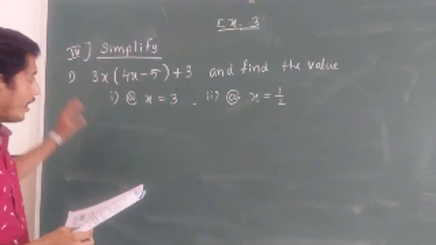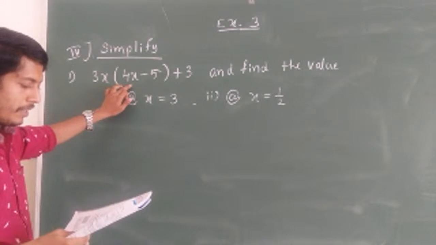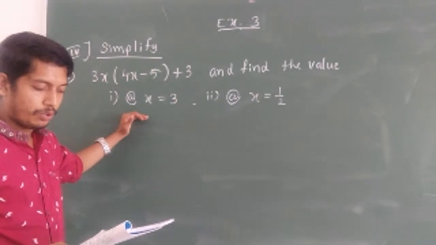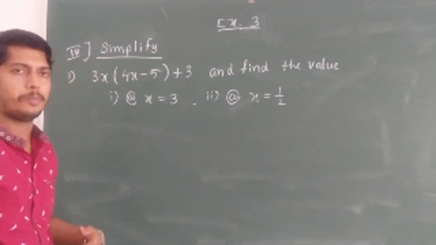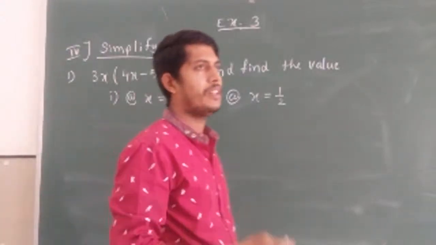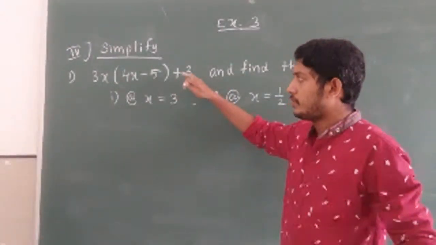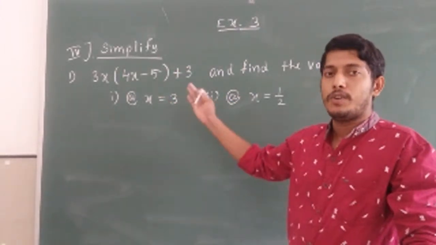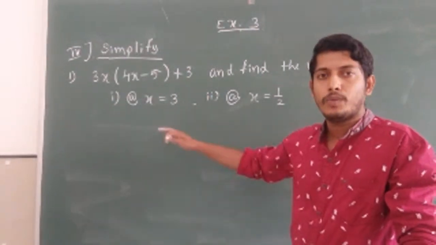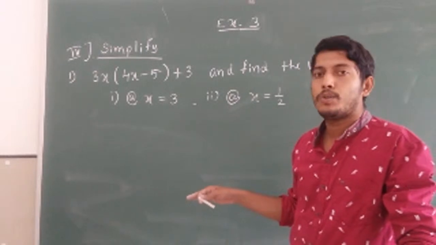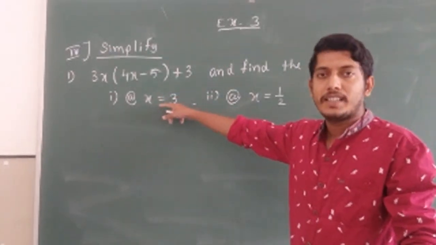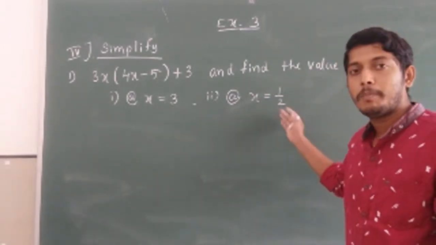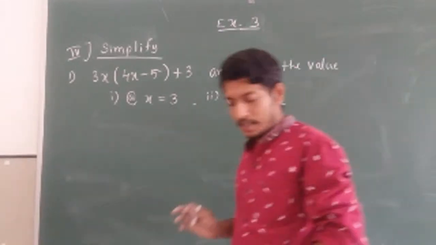The problem is we have to simplify 3x into 4x minus 5 plus 3 and find the value at x equals to 3 and at x equals to 1 by 2. That means first we have to multiply the terms. The variable is x here. First we multiply the sign, then the constant term, then the variable term, and find one final expression. After that we put the value of x equals to 3 in the first case, then in the second case we put the value of x as 1 by 2 and find the answer. Very simple one. Just I will solve this.